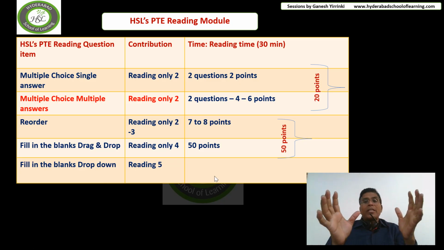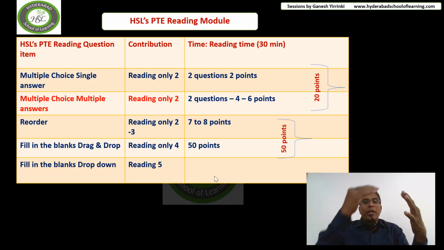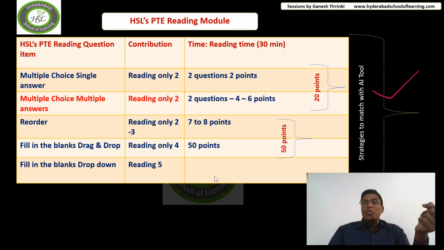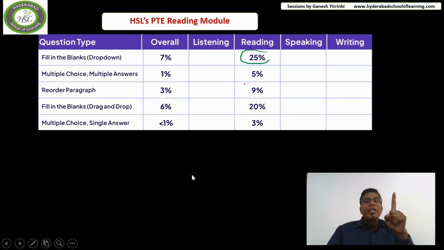The reading module is actually timed as a module, so there is no time per question. If you get around 15 questions cutting across all these 5 question types, the PSN might give you around 30 minutes, 31, 32 minutes, something like that. More questions, more time, but approximately you can expect around 30 minutes for 15 questions. So there is no time per question that we have to allocate at our end. And among these questions, and of course strategies to match with the AI tool, you will understand as part of our training sessions.